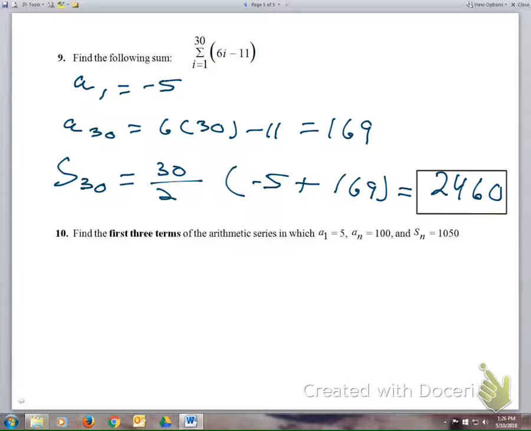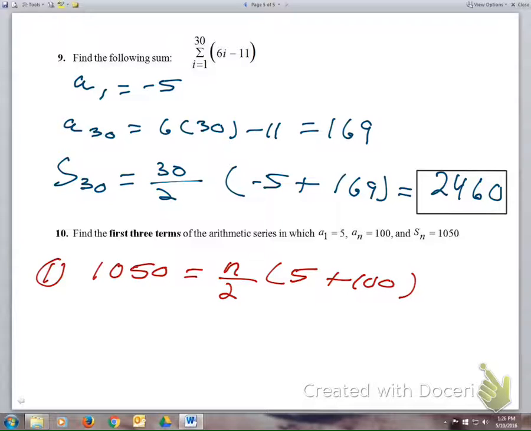Okay. All right, number 10 is a little bit more challenging. So it says find the first 3 terms. But in order to do that, I need to know the common difference. So the first thing I need to know is that I've got the sum as 1,050. I don't know what n is, so I need to know that. But I know that the first term is 5 and the nth term is 100. So I'm going to solve for n here.